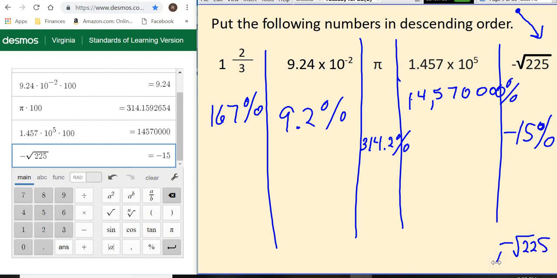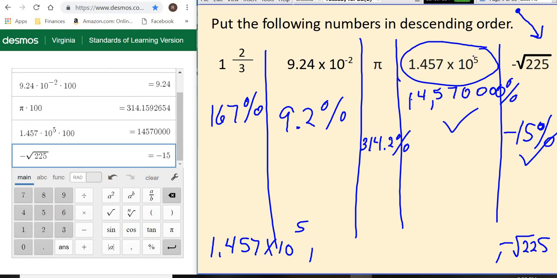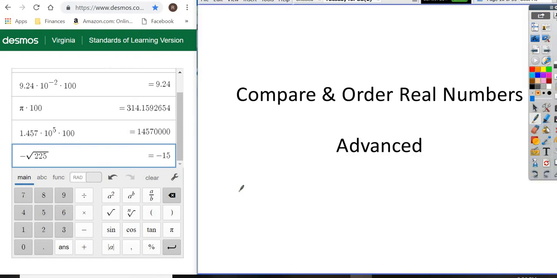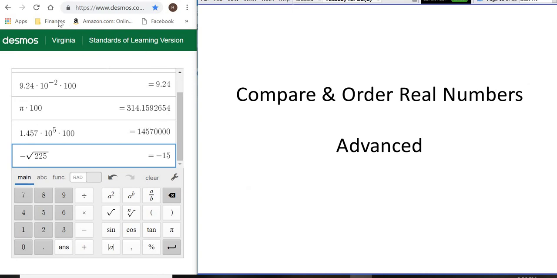Now let's look at the very biggest number. I don't think there's any question that it's right here, so we're going to put that first. 1.457 times 10 to the 5th power. So I'm going to put a check mark by those two because we've already gotten them. Again, we're going big to small, so that's the biggest. The next biggest is right here, pi. The next biggest is 1 2/3, and then finally 9.24 times 10 to the -2 before we put in that negative square root of 225. So again, organization, writing it down, and your calculator is going to fix this for you. The next video will be compare and order real numbers.